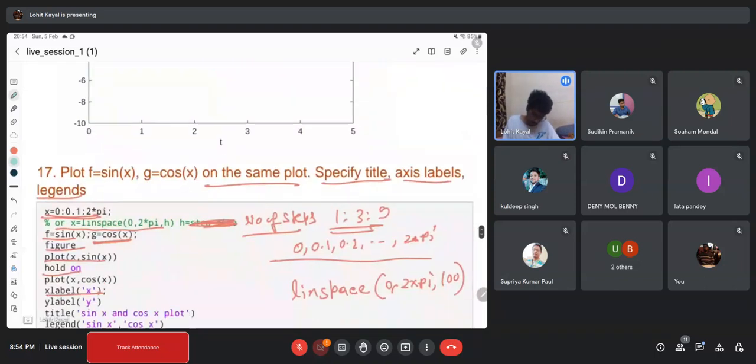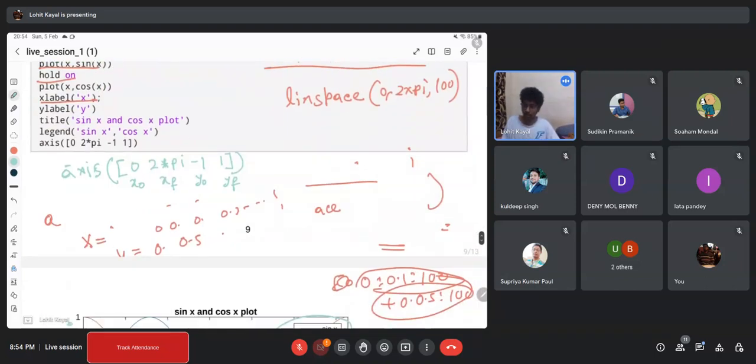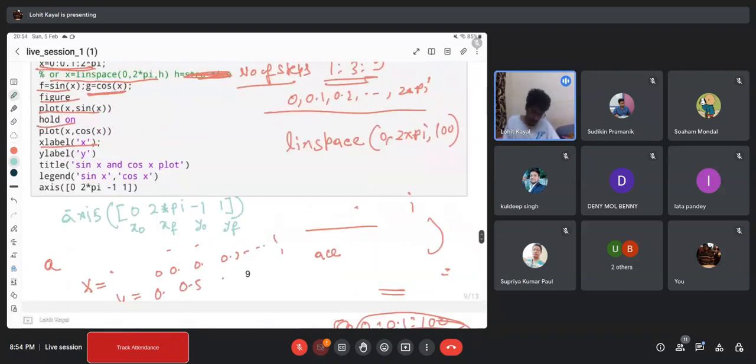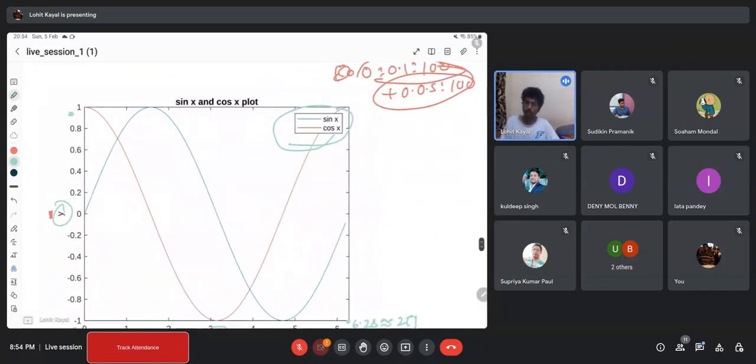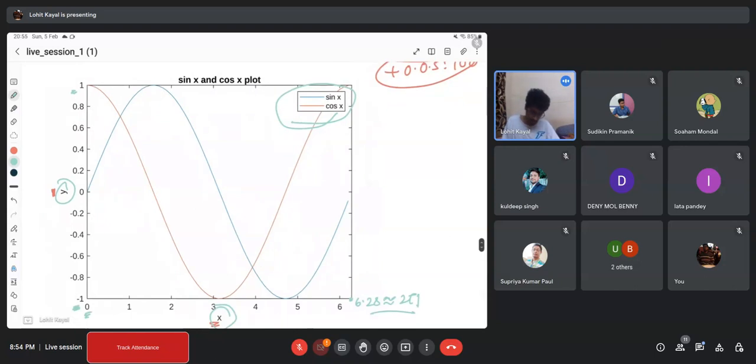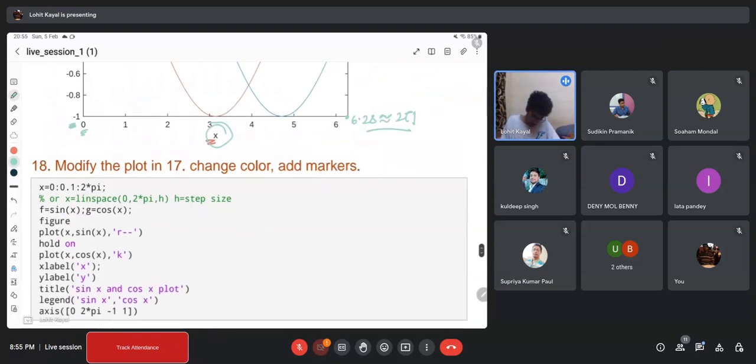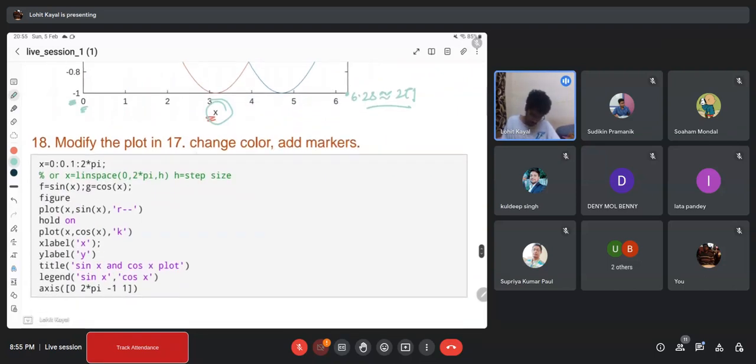Here I have not specified any color. I have just written plot x comma sine x and plot x comma cos x, and here MATLAB is picking some default colors. This is one default color, another is another default color. I am not specifying anything. Now modify the plot, change color and markers, etcetera. Now you have to do some art on the plot.